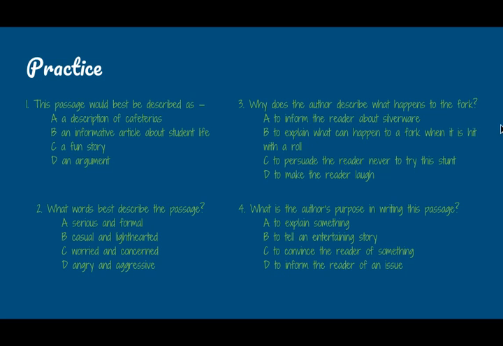Number 4. What is the author's purpose in writing this passage? A, to explain something, B, to tell an entertaining story, C, to convince the reader of something, or D, to inform the reader of an issue. So go ahead and make sure you've answered all of those questions before we move on.